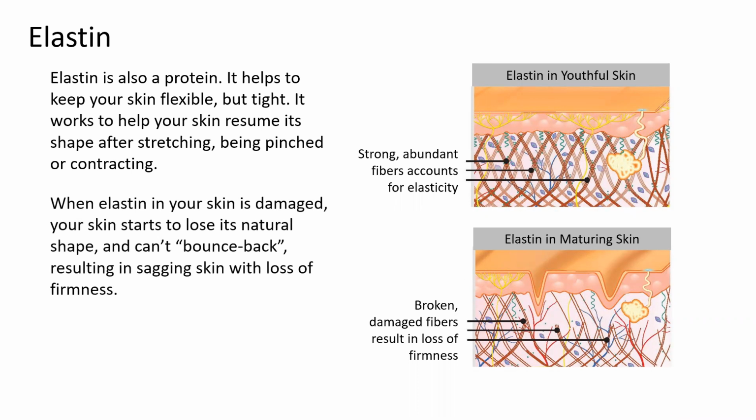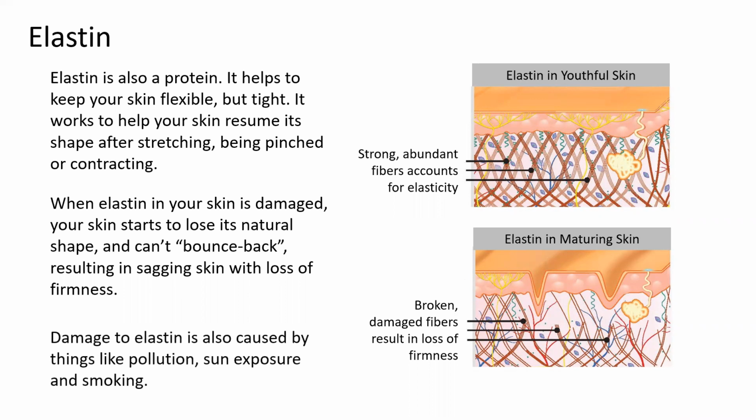Now, when the elastin in your skin is damaged, the skin starts to lose its natural shape. I like to call that the bounce back. And that is actually what helps with sagging, in terms of losing firmness. Just like with collagen, lots of things can cause your skin to mature: pollution, sun exposure, smoking, dehydration. Again, the list goes on.